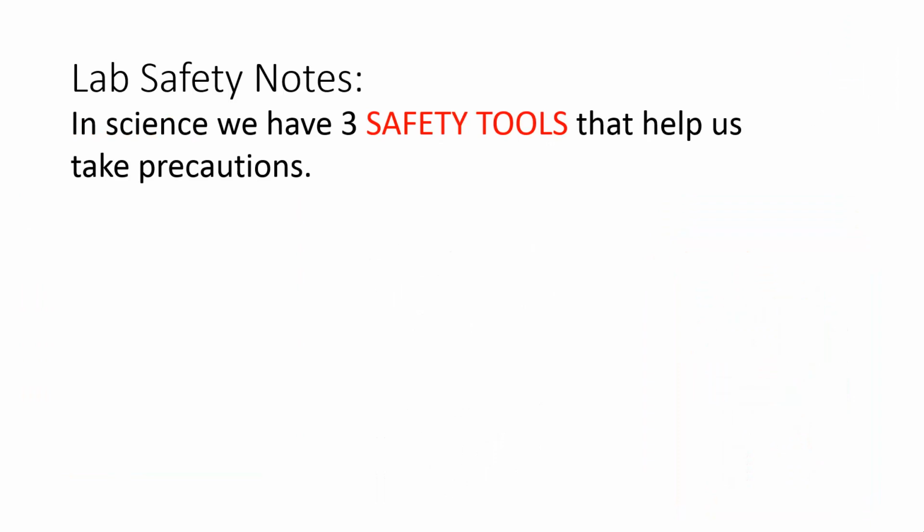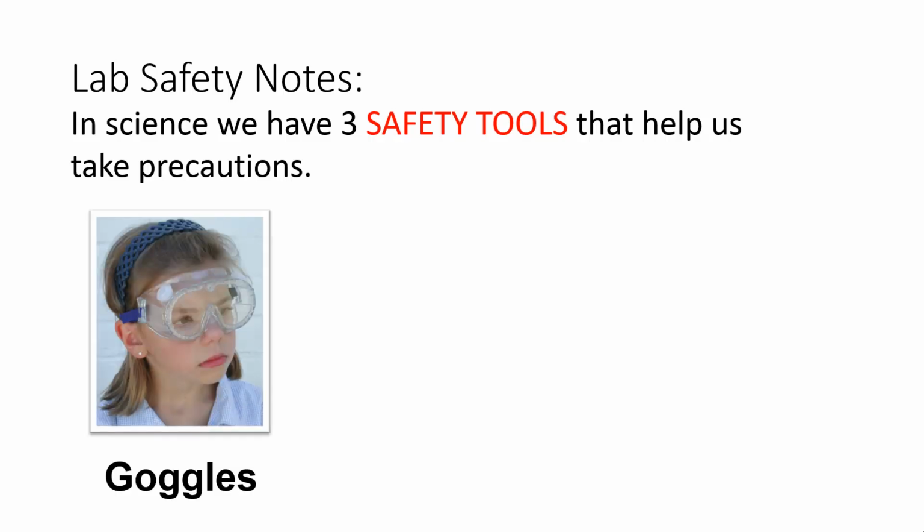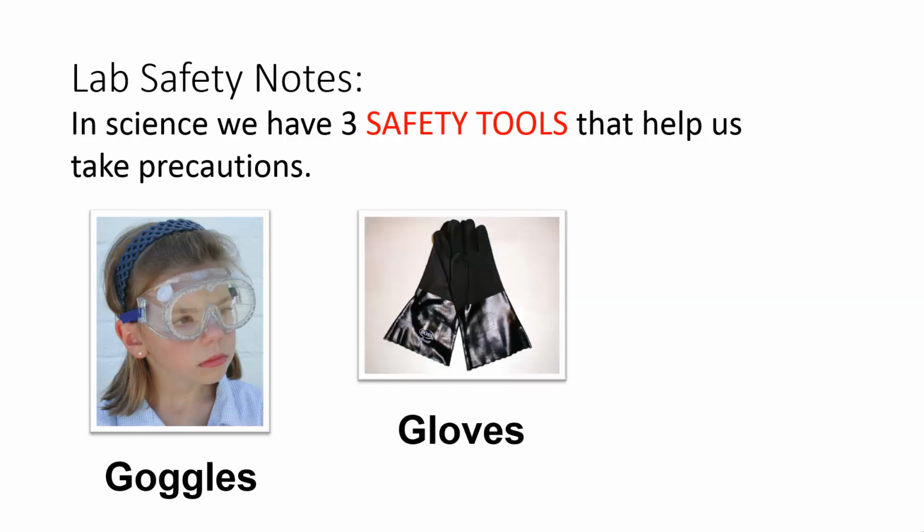The next thing we're going to talk about are our safety tools. And in science class we have 3 safety tools that help us take precautions. The first are goggles. Goggles are a very good tool to protect our eyes and to make sure that nothing gets into our eyes that we don't want there, any hazards.